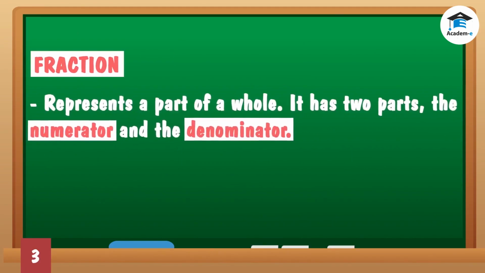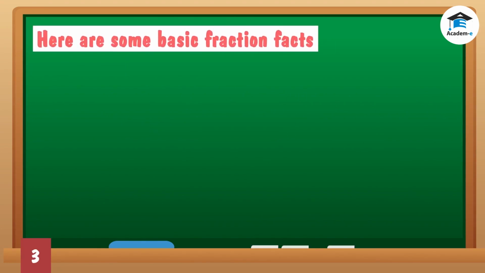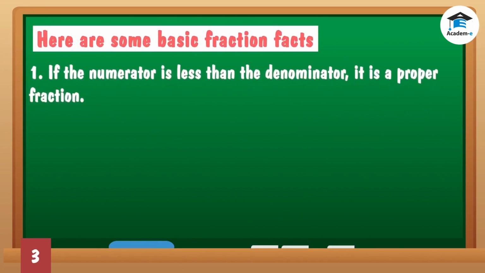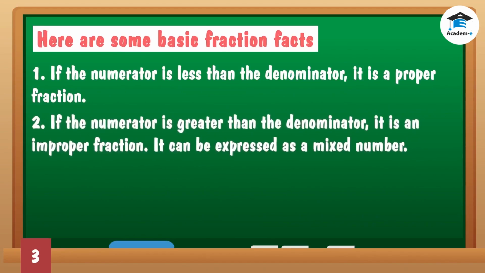A fraction represents a part of a whole. It has two parts, the numerator and the denominator. Here are some basic fraction facts. 1. If the numerator is less than the denominator, it is a proper fraction. 2. If the numerator is greater than the denominator, it is an improper fraction. It can be expressed as a mixed number.